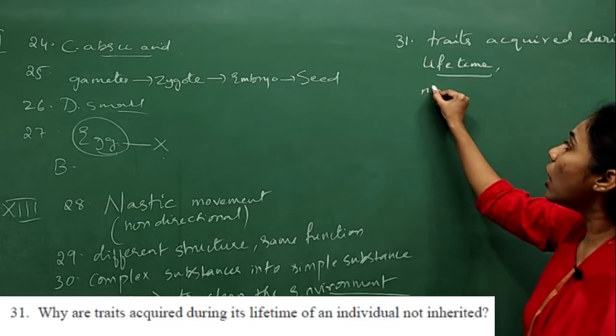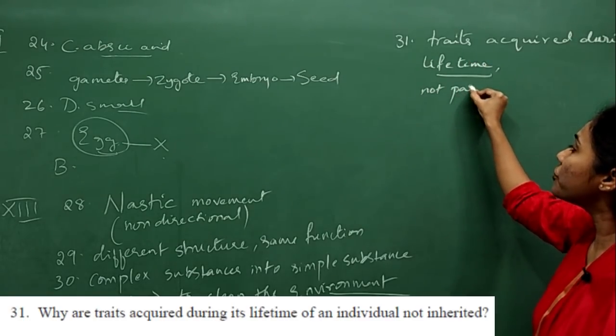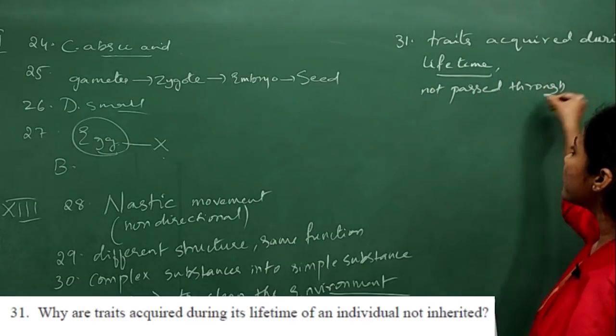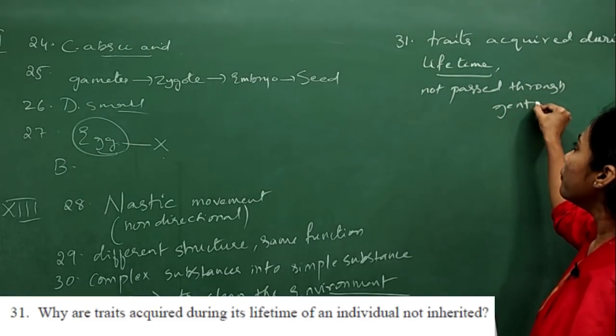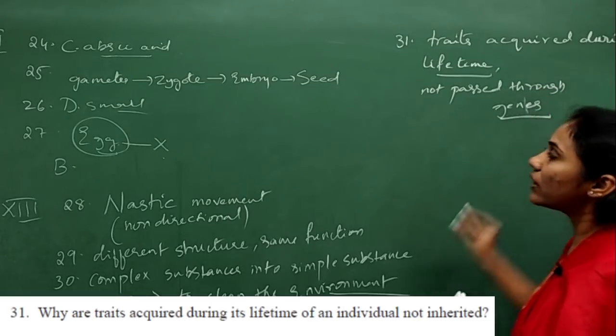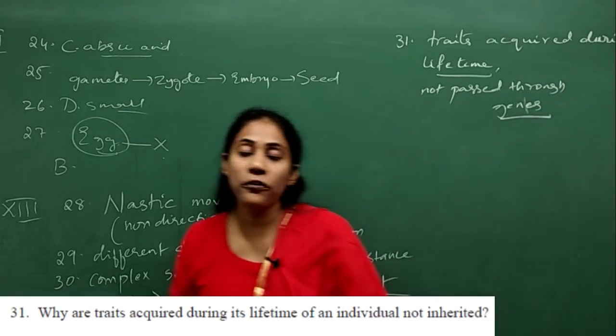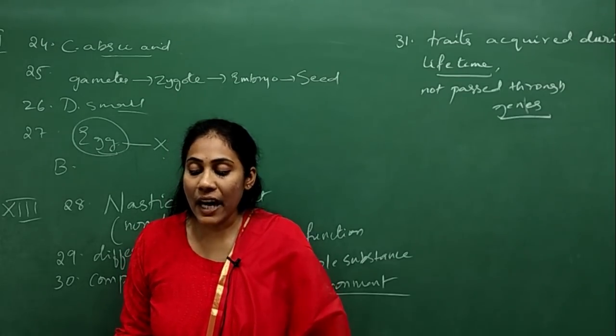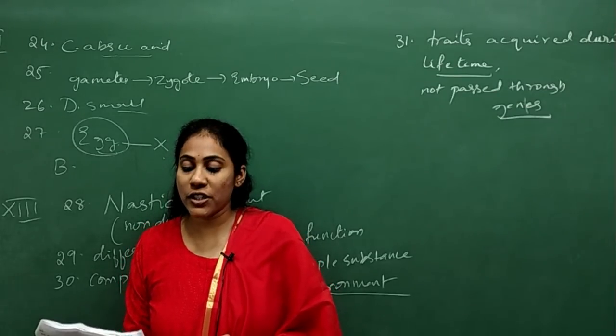Okay, so they are not passed through genes. So that is why we don't call them inherited traits. Okay, so this is the reason you have to give for that question. So that is all about 1 mark questions. And now let us go for 2 mark questions here.